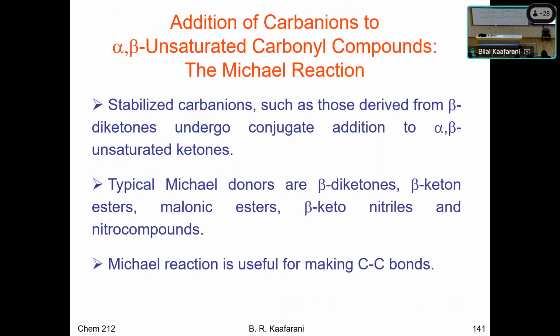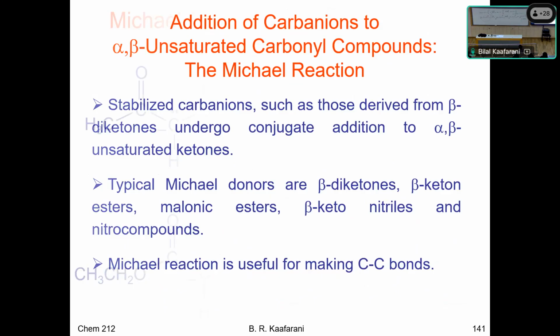So now that we know what is a 1,2 addition and what is a 1,4 addition, let's take it a step further. If I generate an enolate of a beta keto system, beta diketone, beta ketoester, beta diester, beta cyano carbonyl compound, or beta nitro carbonyl compound, I will be able to get an enolate. And that enolate is weakly basic. It will undergo a 1,4 addition on an alpha beta unsaturated system. This is called the Michael addition.